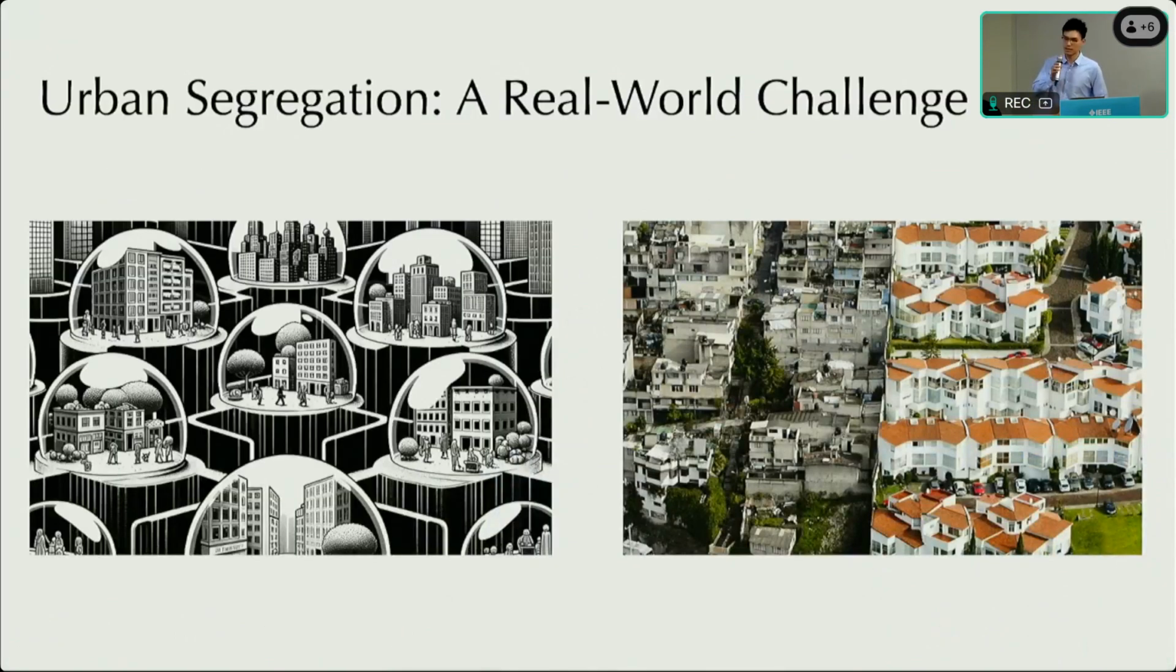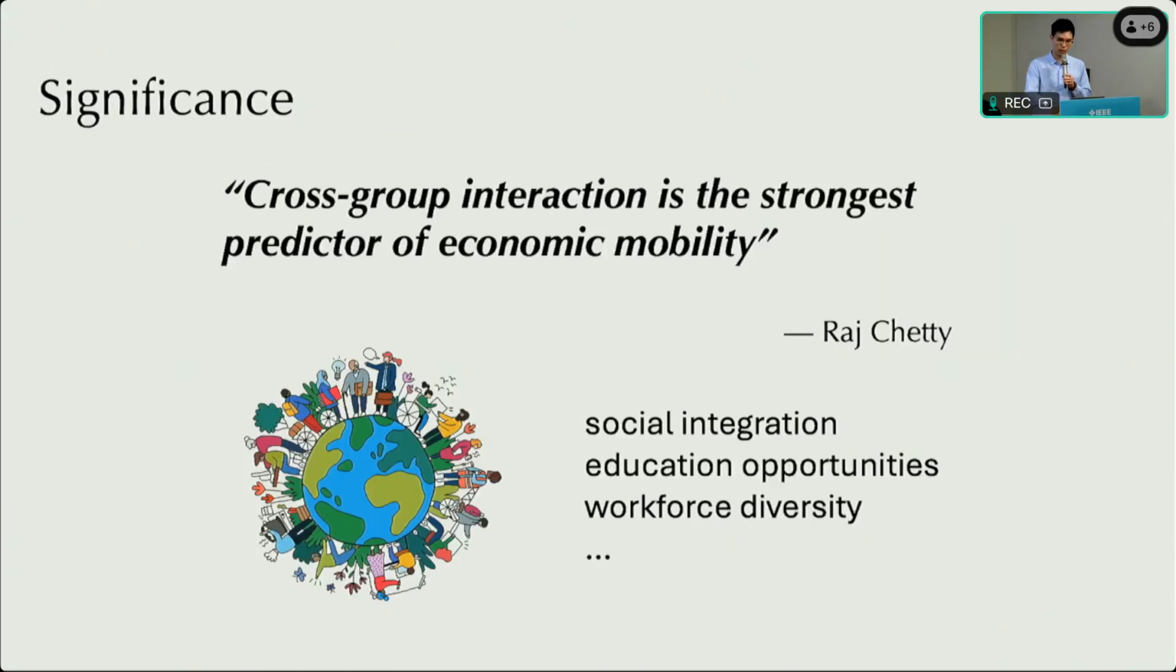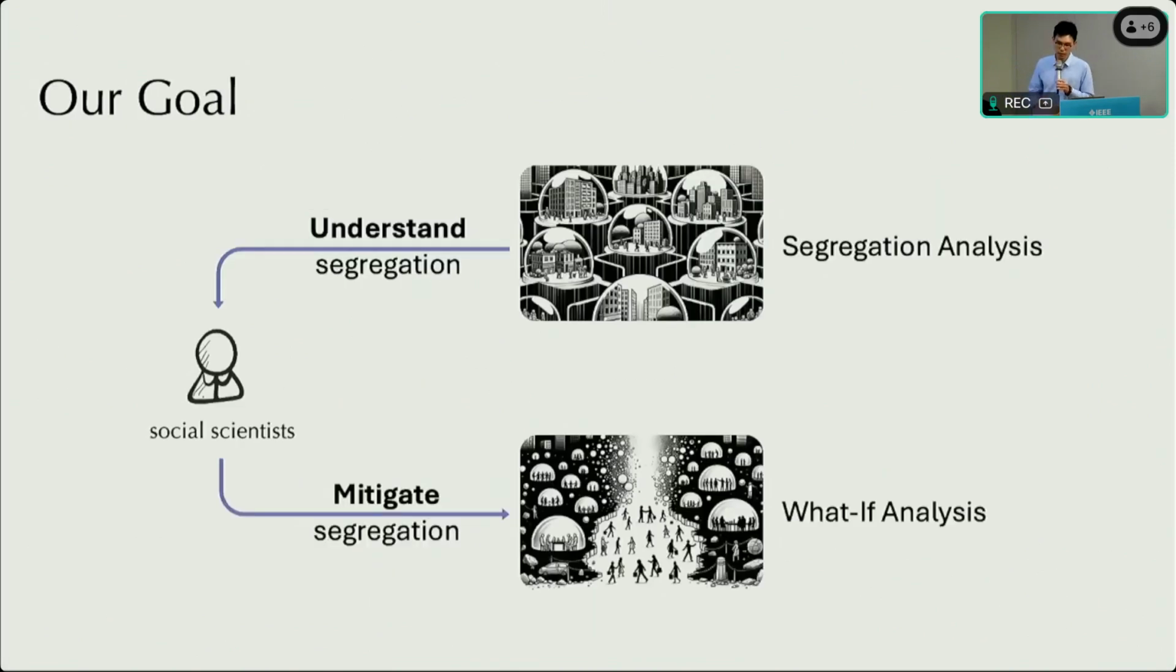Urban segregation is a severe problem that divides cities, separating people based on wealth, race, or beliefs. Why does this matter? Social scientists discovered that cross-group interaction drives economic mobility. Mitigation of segregation can enhance social inclusivity and improve social well-being. In this paper, we aim to design a visual analytics system to help social scientists understand segregation patterns and use a what-if tool to explore strategies to mitigate segregation.